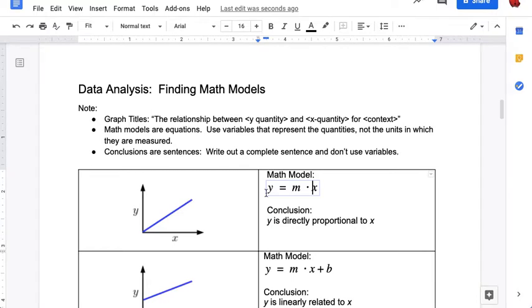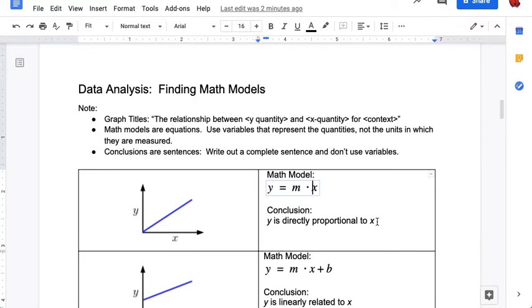So this is just kind of a placeholder, these y's and x's. We will never actually use an actual y or an actual x. We'll put in what they represent. So when you have a line that goes through 0, 0, and it's a straight line when you plot it on the x and y axis, your math model is going to look like this. It's going to be whatever's the y-axis equals the slope times the x-axis. And our conclusion is going to be like this. We're going to say y, whatever that is, so the length of the shadow is directly proportional to the height of the stick. We're going to put in what x and y are. And conclusions are sentences, so we're always going to write them out in English.